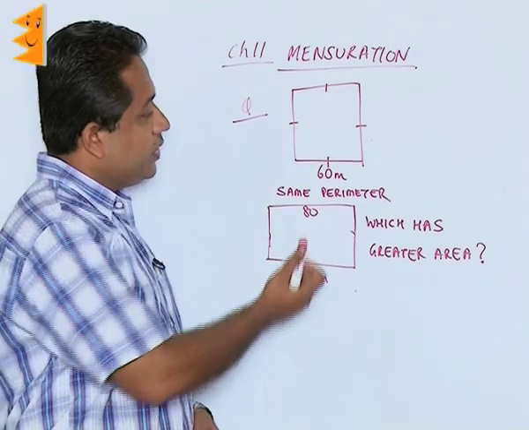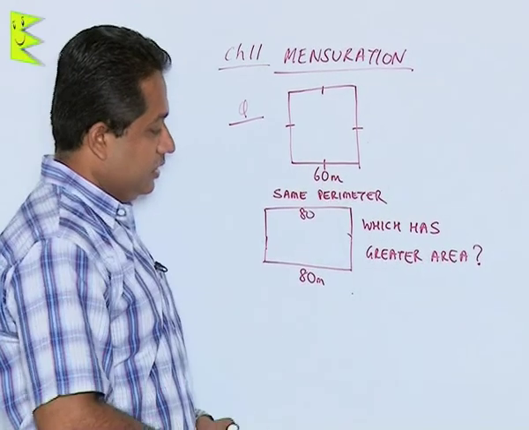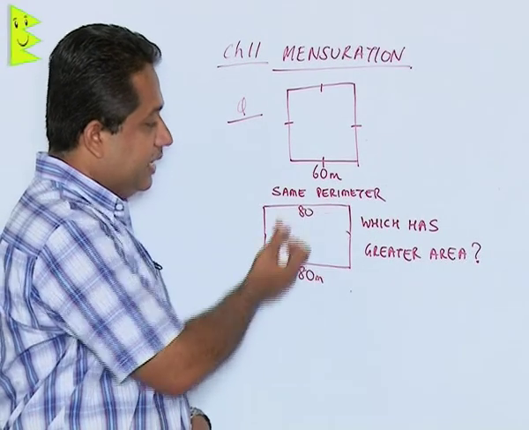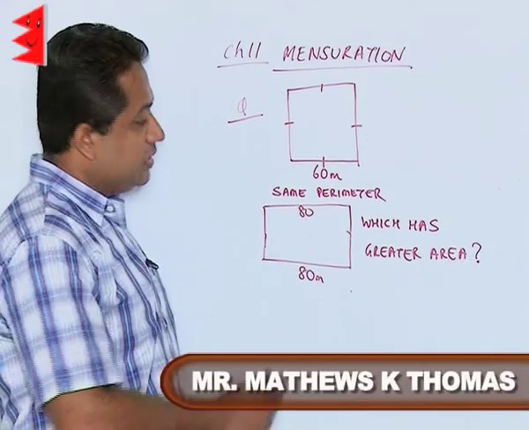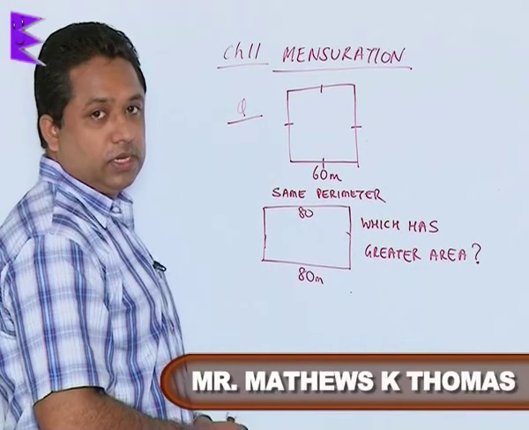Let us look at this question. Here we have a square, the side of this is given as 60, the length of this rectangle is given as 80, and the question asks us which has greater area if they have the same perimeter.